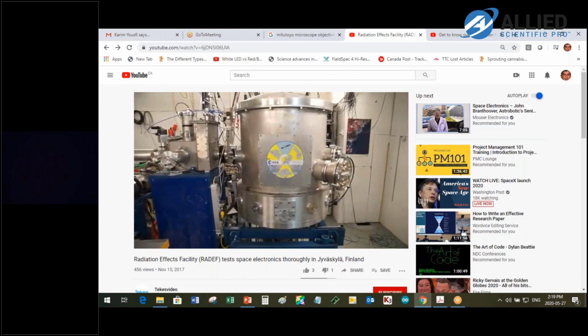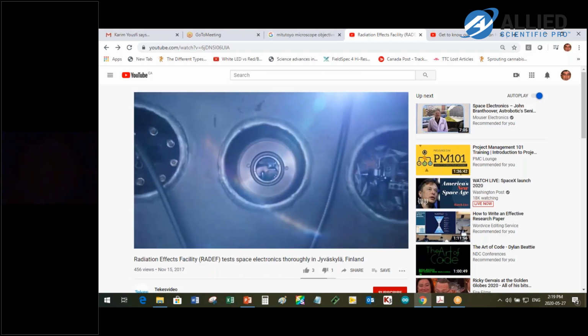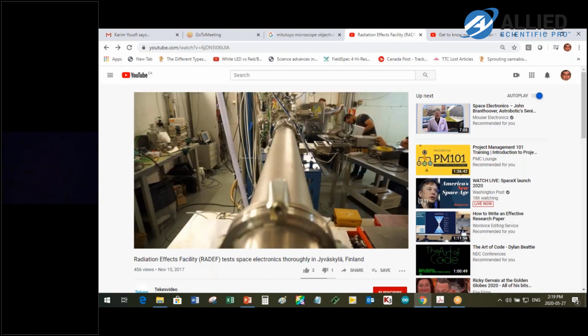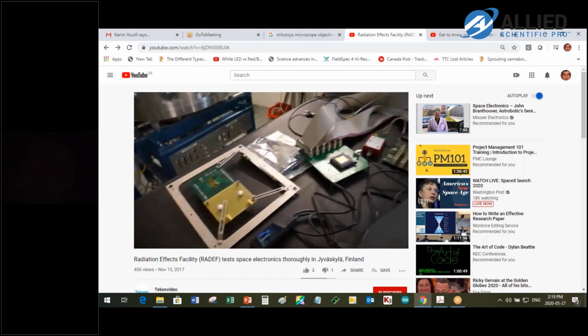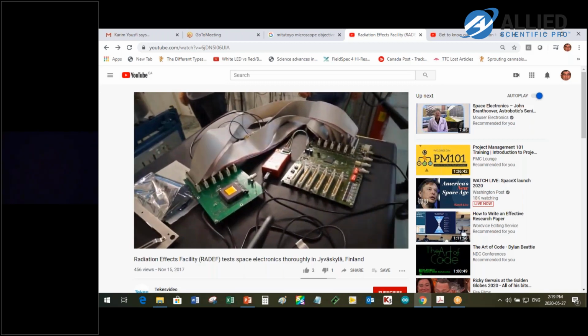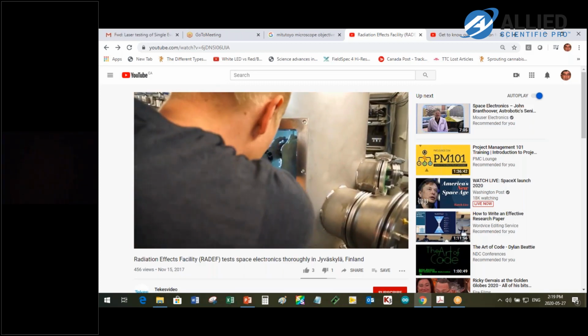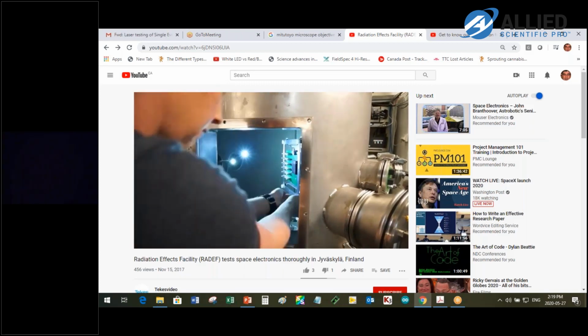So it is possible to use these 7 ions during one day. A 7-day test can be done in one day, actually. We have 20% of beam time, which is available for this activity. That means about 1,000 hours a year.